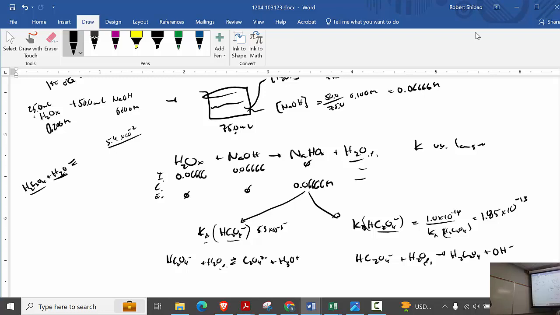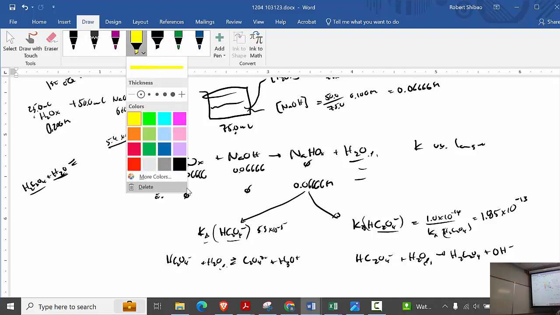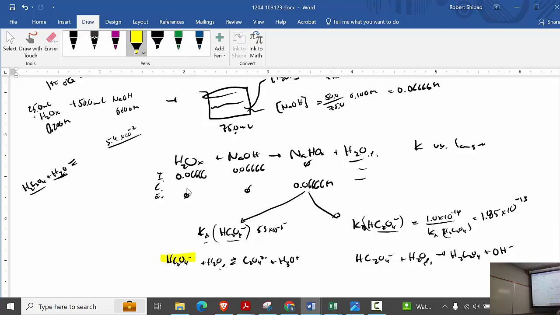Do these describe the same equilibria, or are they different? They're different equilibria, because over here, this is describing the equilibrium between hydrogen oxalate and oxalate. Over here, this is describing the equilibrium between hydrogen oxalate ion and oxalic acid. So these two are not the same. They're different, and therefore we have to consider both of these.